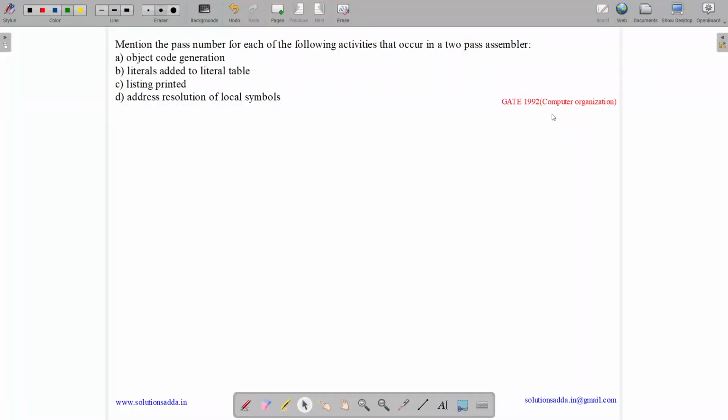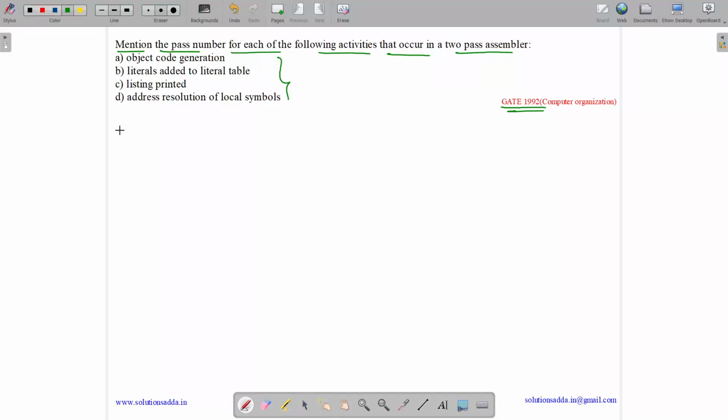This question belongs to the computer organization subject and was asked in GATE CSE 1992. So the question states, mention the pass number for each of the following activities that occur in a two-pass assembler: object code generation, literals added to literal table, listing printed, and address resolution for local symbols.